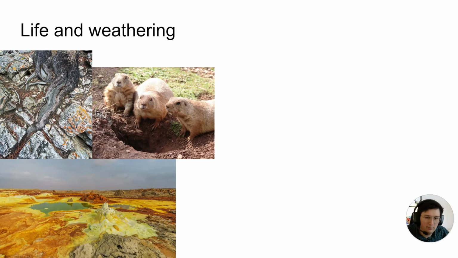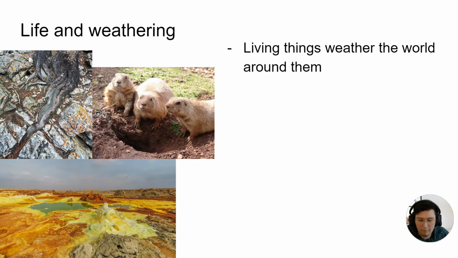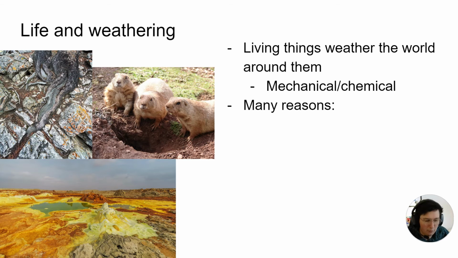So life and biology have an impact on weathering rates. And that's just because things in the living world are interacting and they are increasing entropy. And they can do that mechanically and chemically. And they do that for a bunch of reasons, and basically all of them are self-interested and have nothing to do with controlling weathering rates. They're just for their own gain.